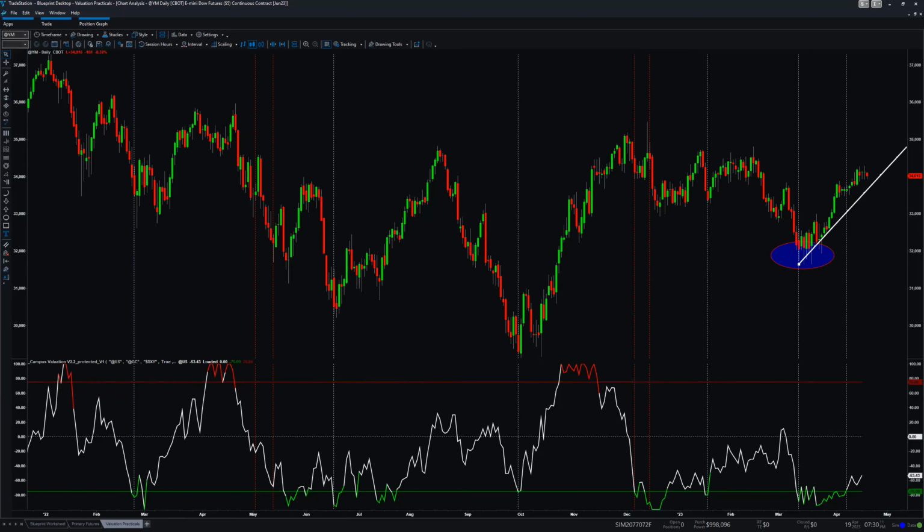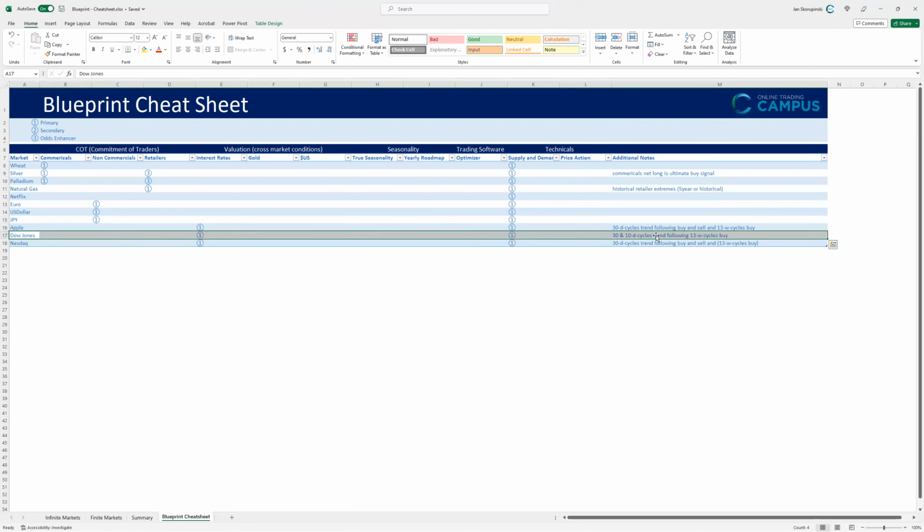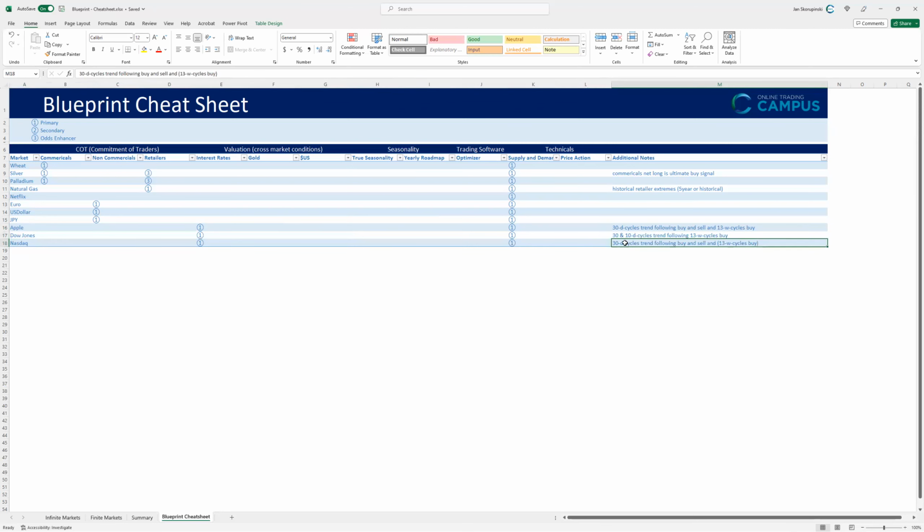So for the Dow, I would argue, in reality, what we want to do is look at the 30 and the 10-day cycles in trend following. And we want to have both on the radar, right? We don't just want to look at one. As we understood on Apple, it's fine to just look at the 30. As we look at Dow Jones, we want to look at 30, we want to look at 10, and we want to look at the 13 weeks. And then on NASDAQ, the 30 is also better than the 10.